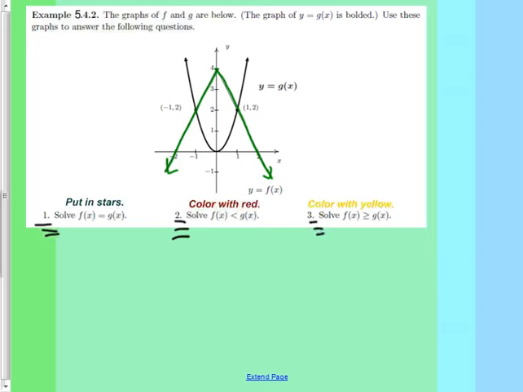Because it's easy to color it in. How do you actually answer these three? Give it your best shot, and then I'll tell you the answer in a sec.